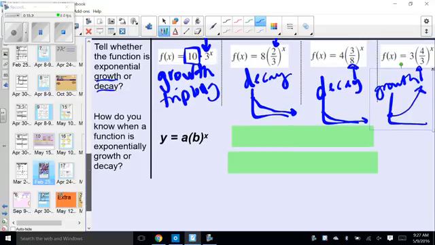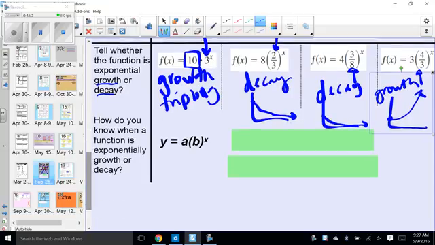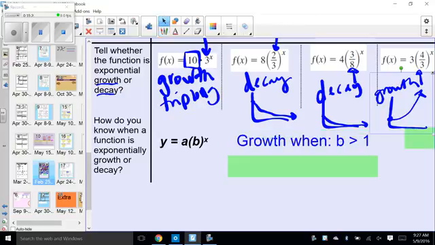So kind of the summary of what we talked about. How do you know if it's a growth or a decay? It's all about the b value. It's all about the base, the b value. If the b value is greater than 1, we grow. So the picture of that graph would look something like this. We start at 1 and we explode.